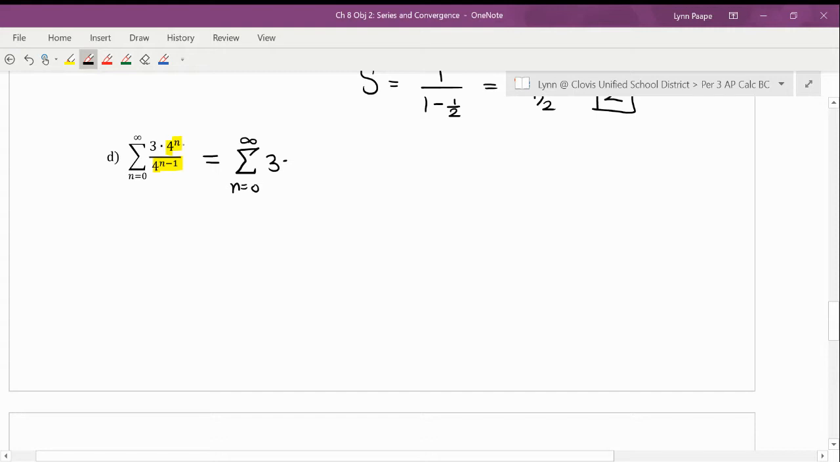When I'm dividing exponents, if I have x to the a over x to the b, I subtract my powers, so I would do a minus b. So here I'm going to subtract my exponents. I have n, and then I want to subtract n minus 1, right? So n minus 1. And then let's go ahead and simplify that. I'm going to distribute that negative.